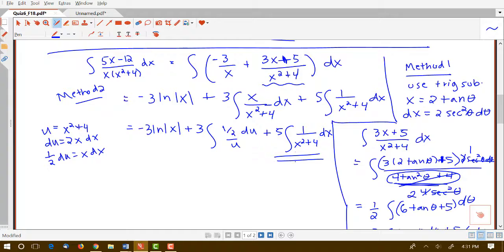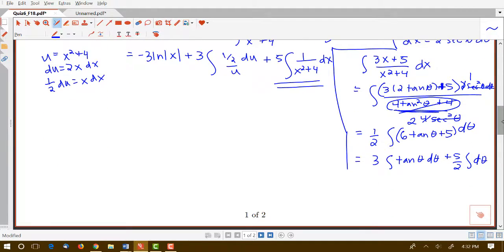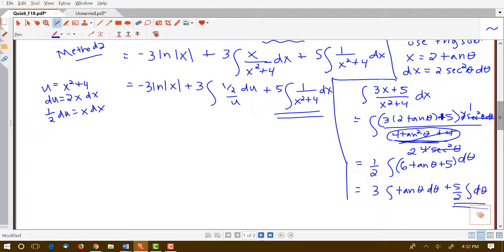You could do the trig sub just on this second integral using x equals 2 tan theta and dx equals 2 secant squared theta d theta. That will end up giving you this 5/2 integral of d theta, because the dx will be 2 secant squared theta d theta, and the x squared plus 4 part will become 4 secant squared theta. So you'll have 2 secant squared theta over 4 secant squared theta, which will end up being just 1/2. Okay, so this will be 5 times the integral of 1/2 d theta, or 5/2 the integral of d theta, like we see here.